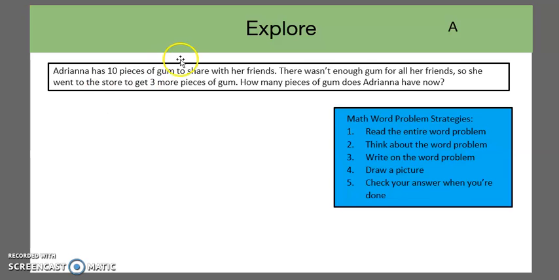Adriana has 10 pieces of gum to share with her friends. There wasn't enough gum for all her friends, so she went to the store to get 3 more pieces of gum. How many pieces of gum does Adriana have now? So please pause the video, work on it, think about all these strategies that we've talked about, and develop a plan and try to arrive at a solution. I'm going to provide some guidance on the next slide to help you with this process.